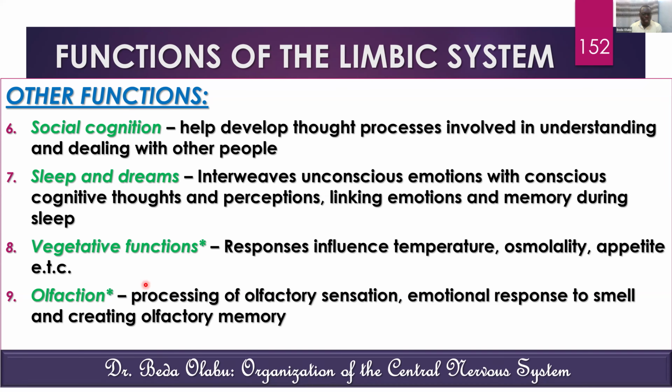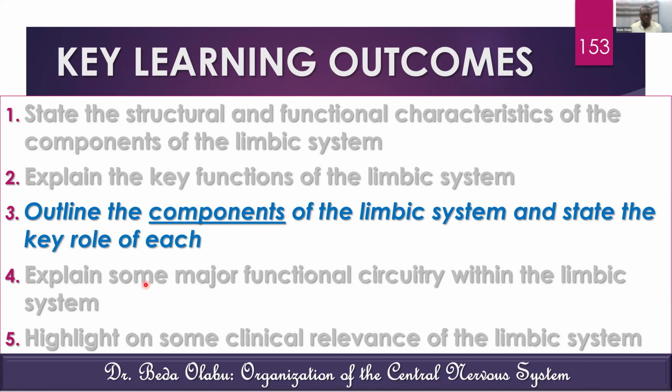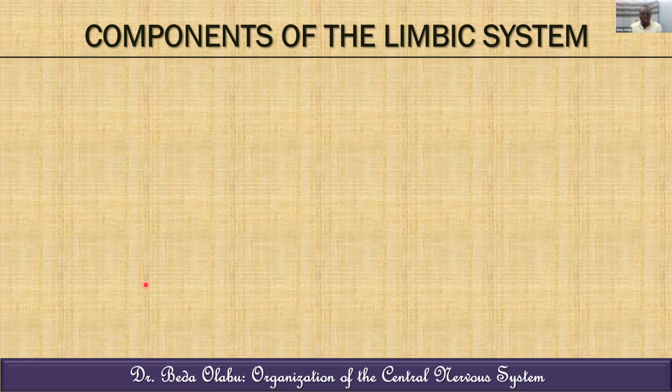So we've outlined the key functions of the limbic system. Now I want us to take more time to look at the components of the limbic system. I choose to divide the components of the limbic system into three: we have the nuclei associated with the limbic system, we have the limbic lobe, and we have the fiber tracts.